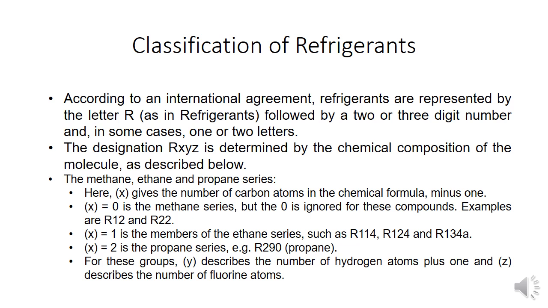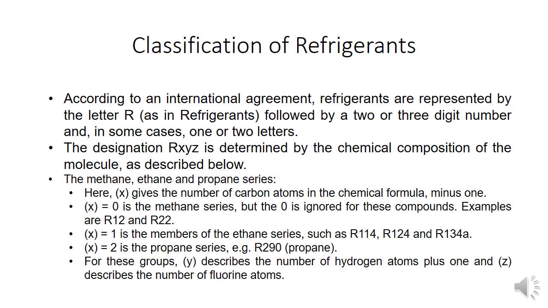But 0 is ignored, therefore we can define, suppose, R011 as R11. So the refrigerant name would be R11, or R12, because 0 is ignored. These are the names of the refrigerants which were used earlier, R11, R12, R22, in the methane series. Similarly, when X is equal to 1, it is a member of the ethane series, like R114, R124 and R134a. R134a is the refrigerant which is presently used in household refrigeration and air conditioning facilities.